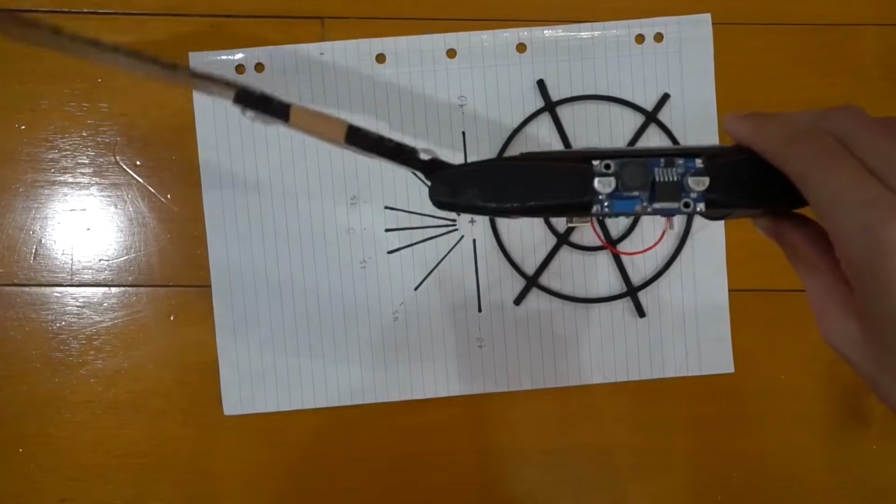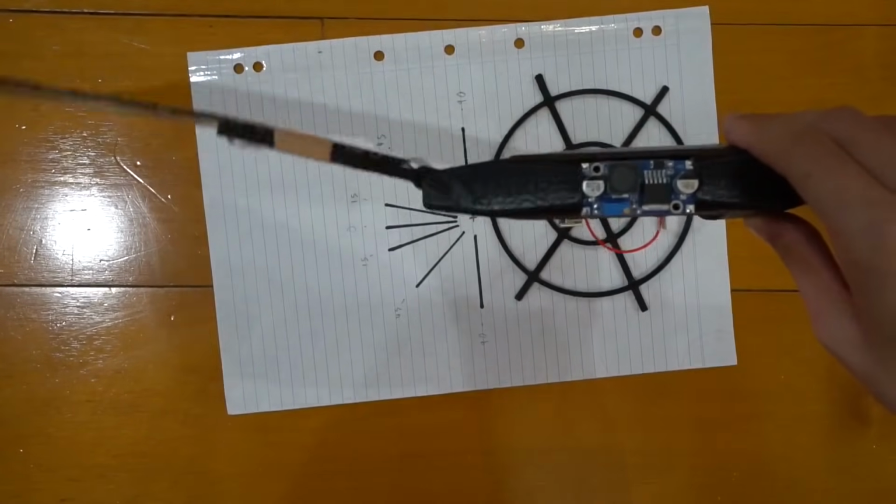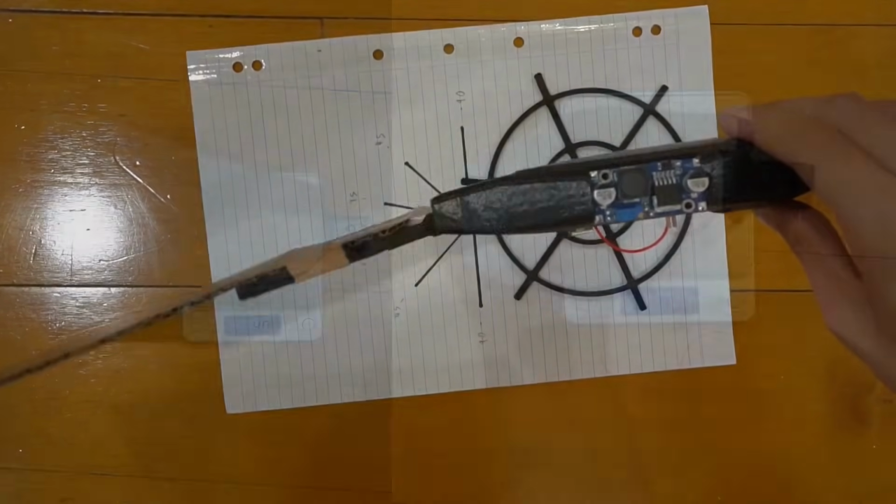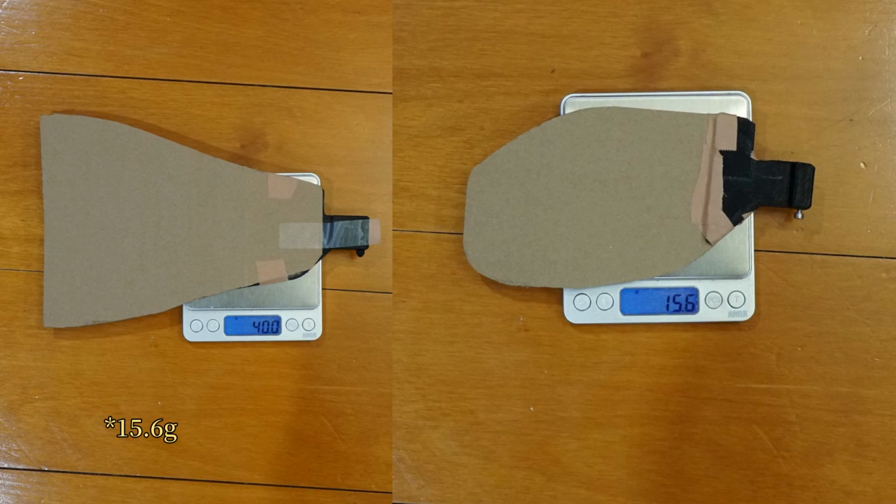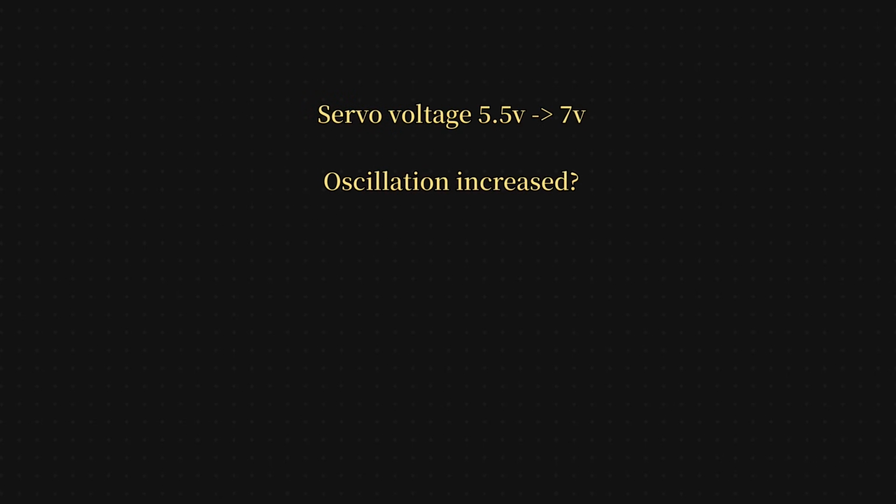First of all, we need to take care of the wiggle from part 2. Reducing the tail weight from 40 grams to just under 17 helped a little, though not quite enough. Before swapping to a large servo, I decided to overvolt the servo to 7 volts. However, this actually increased oscillations further. This is when I developed a new theory.